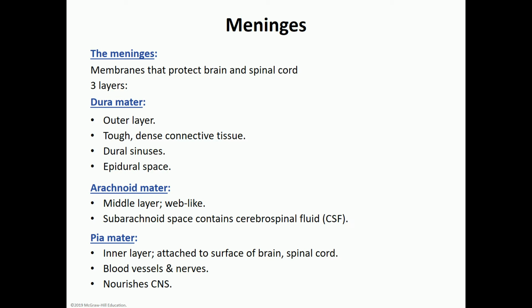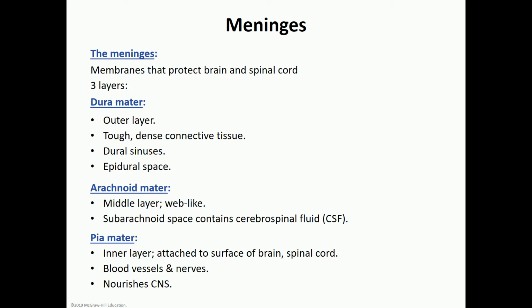The second or the middle layer is known as arachnoid mater, and it comes from the word spider because it actually does look like a spider web. In the space underneath it, known as the subarachnoid space, there is a fluid that is circulating, and that fluid is responsible for bringing in nutrients and getting rid of waste products. That fluid is known as the cerebrospinal fluid, or CSF.